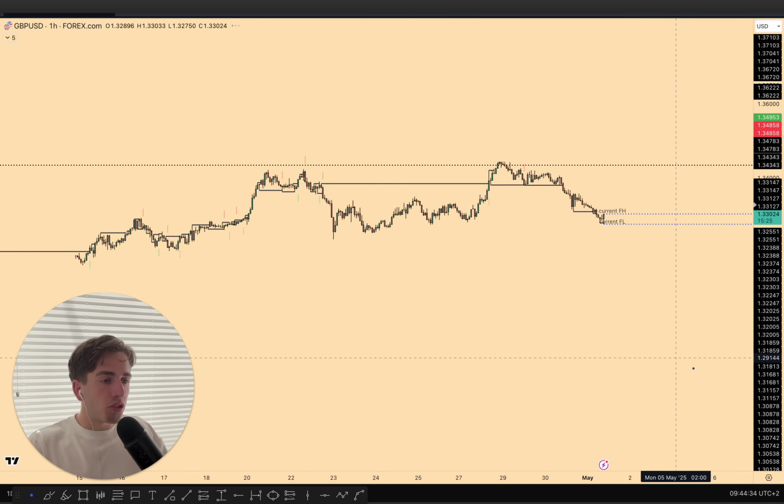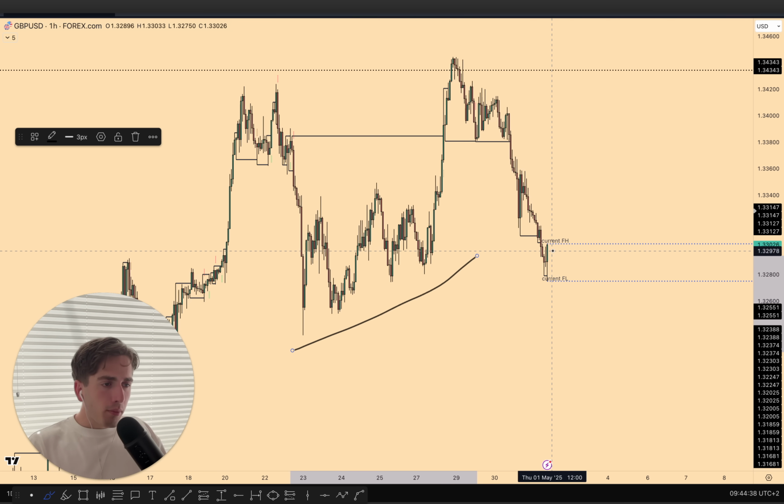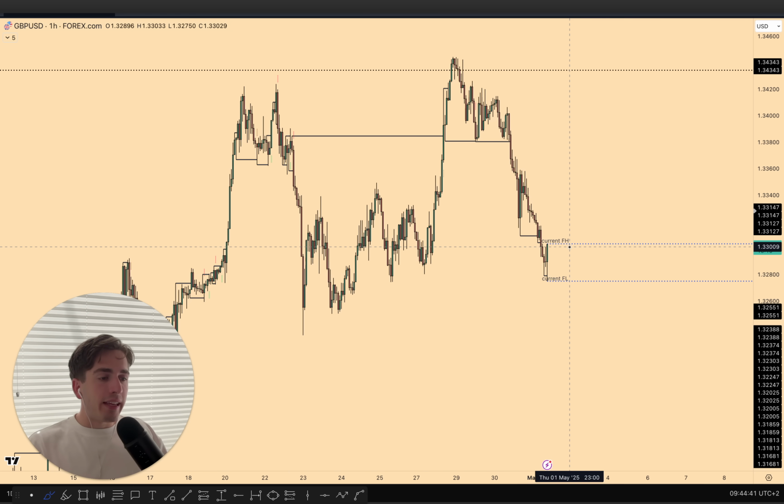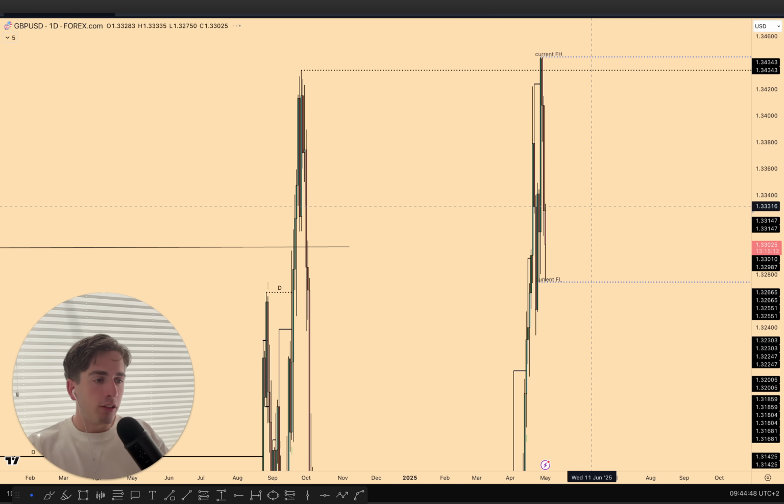Do keep in mind it could retrace a bit, but overall we still have a lot of equal lows open. And I'll be looking for the overall momentum to take those out. We could see somewhat of a retracement, but overall I'm still interested in further downside for GBPUSD.